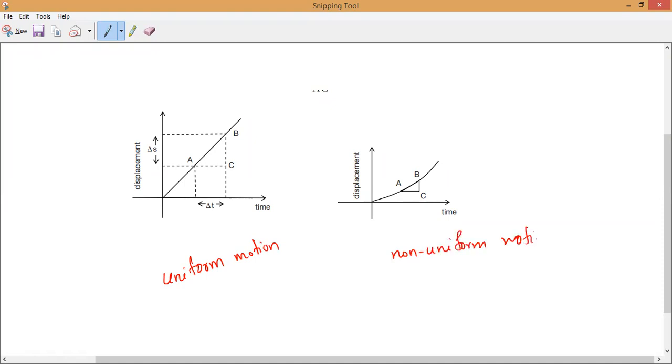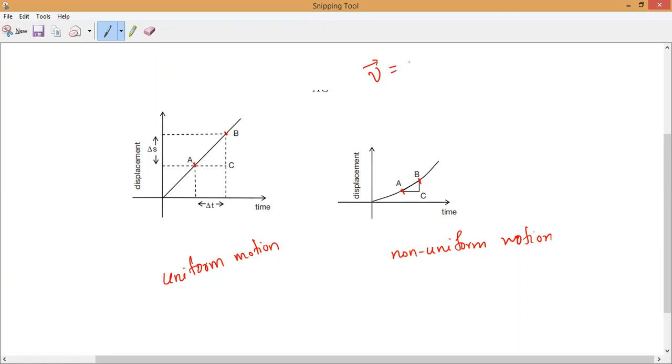Now I want to find the instantaneous velocity between which points? From point A to B, and here also from point A to B. Is it okay, everybody? Is it yes or no? Yes, please respond. Now, what is the instantaneous velocity formula, Harish?